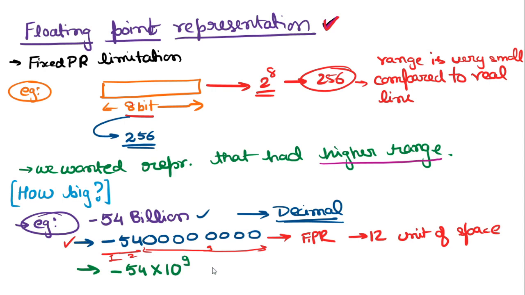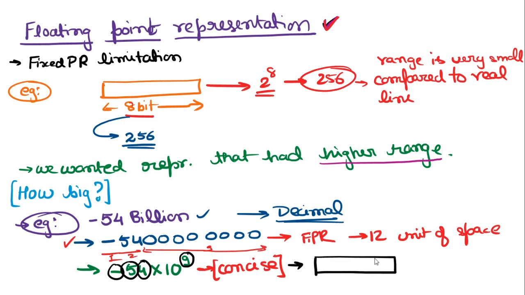Now this is very concise compared to the first approach, right? And how many units of space are required? One unit of space is required for 9, one for 4, one for 5, and one for minus. So if we want to represent it here, one unit of space will be for the plus or minus sign, and one unit of space will be required for the exponent, at least for this situation.